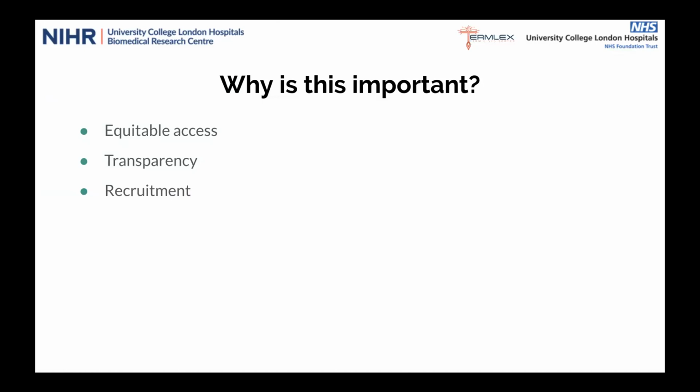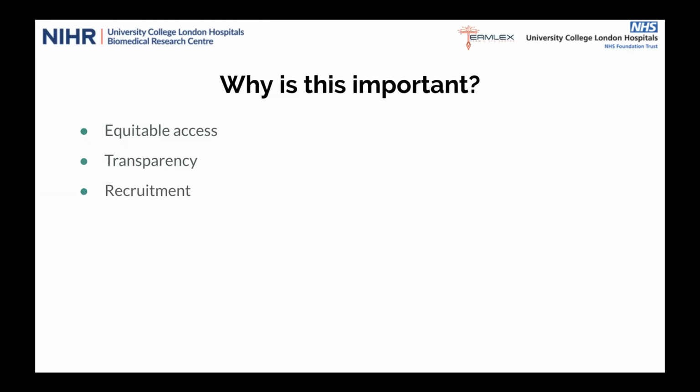So why is it important for an organization, like UCLH or perhaps the whole of London, to be able to have a place where people can find trials easily for either themselves or for their patients? One is around equitable access. We need to make things discoverable so that people can look out for opportunities to take part in research.